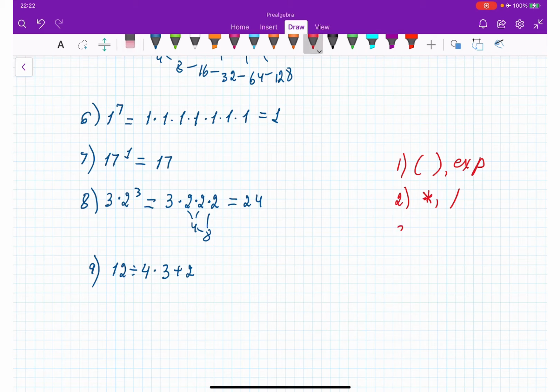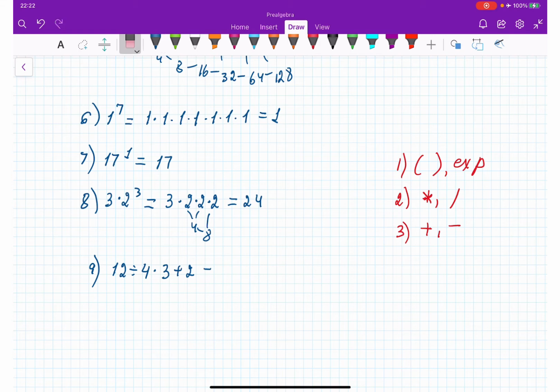Next, number 3, addition and subtraction, just the same way as multiplication and division. First come the addition, we do addition. First come subtraction, we do subtraction. The competition goes between these 3 levels. Highest priority is first level, second level, and then third level. Let's solve it here.